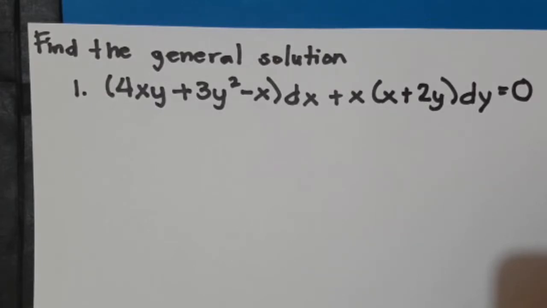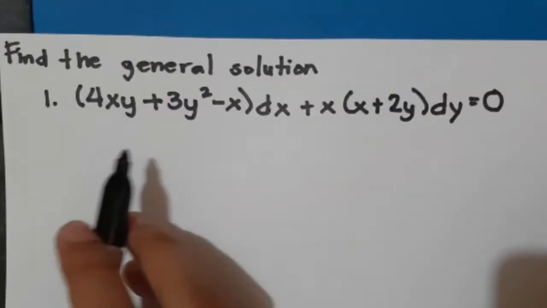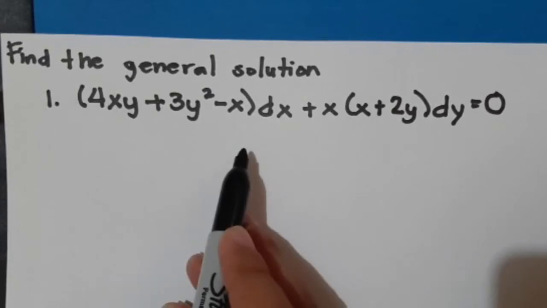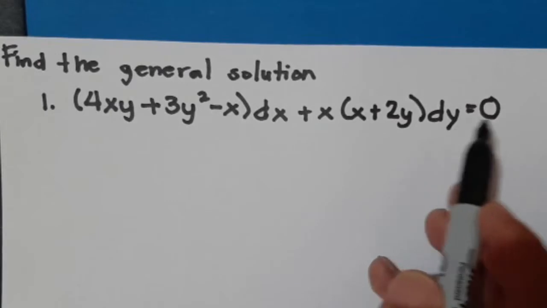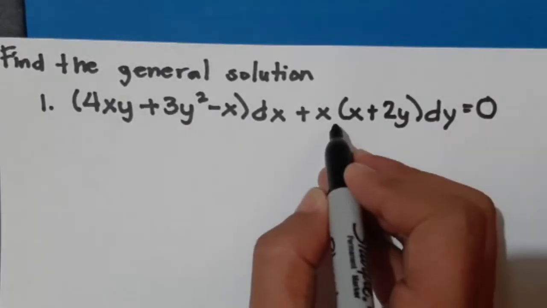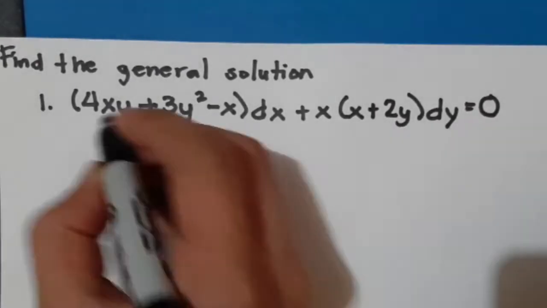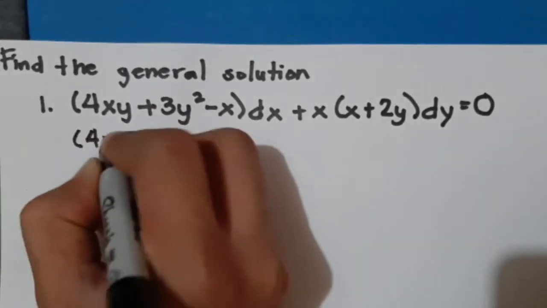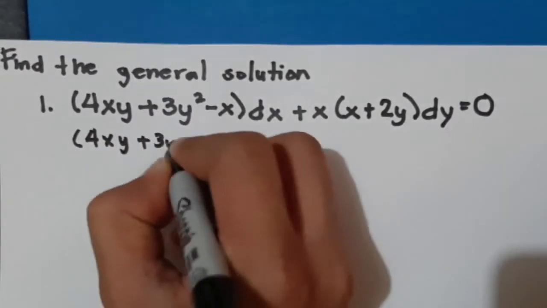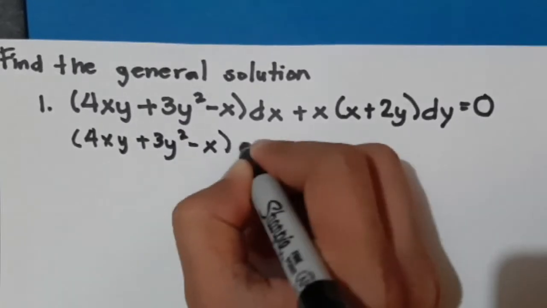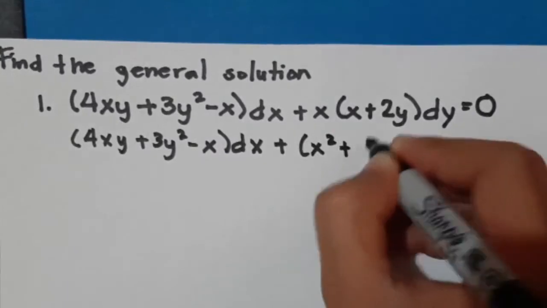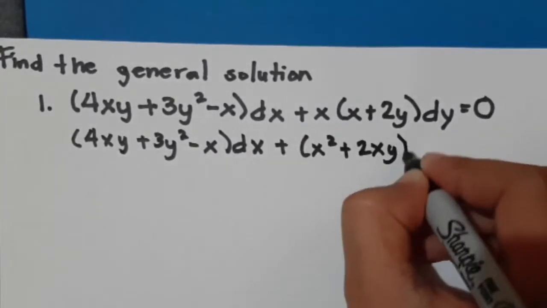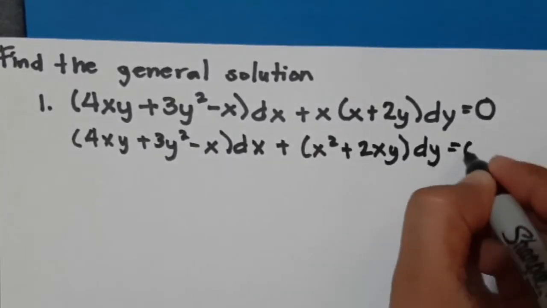For our first example, we need to find the general solution of (4xy + 3y² − x) dx + x(x + 2y) dy = 0. So, let us simplify first the one at the end. So, we have (4xy + 3y² − x) dx + (x² + 2xy) dy = 0.